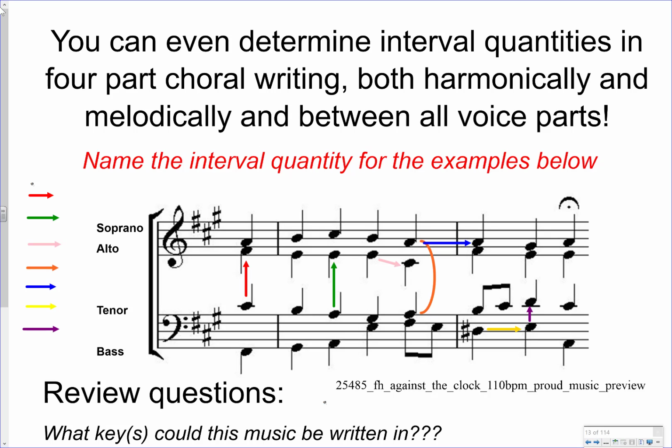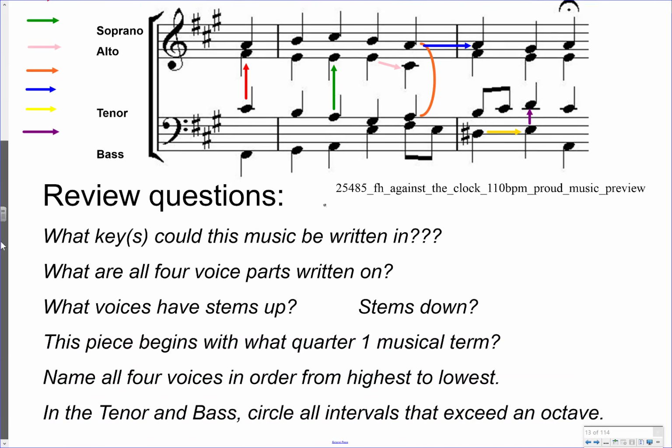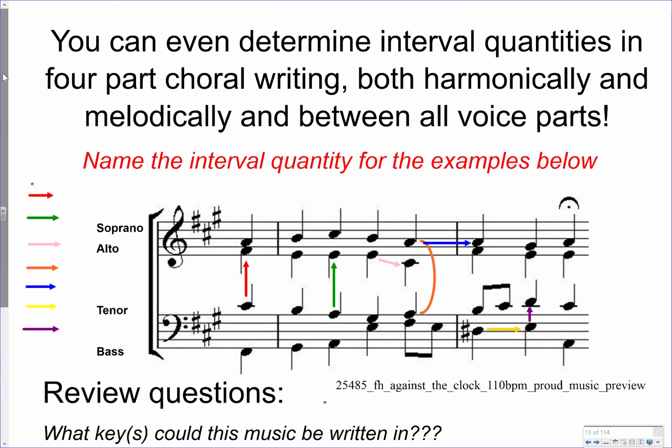Did you know that you can even determine interval quantities in 4-part choral writing, both harmonically and melodically, and between all voice parts? So what we need to do is take a look at the arrows. There are all different arrows here with different colors. What you need to do is supply the interval quantity for the examples below. Wherever the arrows are, they're connecting 2 notes. And when we're done with that, we have some review questions down here at the bottom, which we will get a chance to answer. So let's do the first one together.